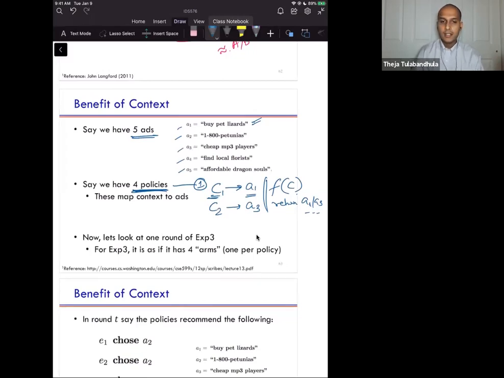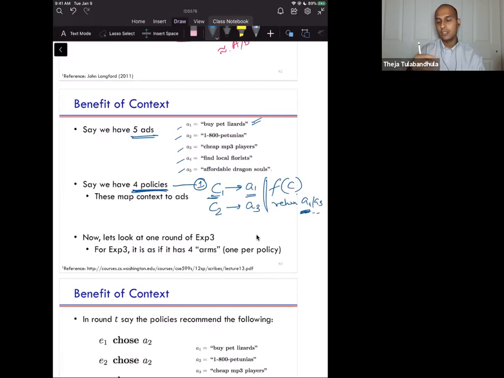What we can do is say, okay, policies are fine, and policies eventually give us actions. But let's think of these 4 policies as our arms. Okay, so we just need to decide which policy to pick in each round. And once we pick a policy, the policy itself will tell us which action to pick, right?